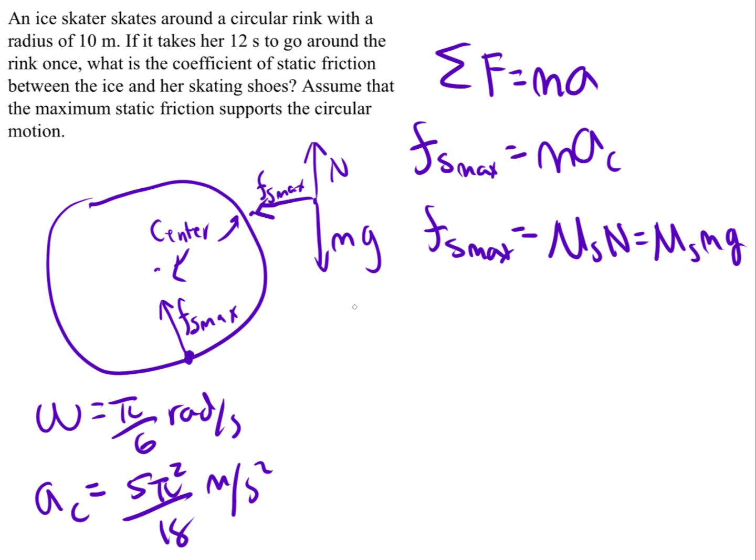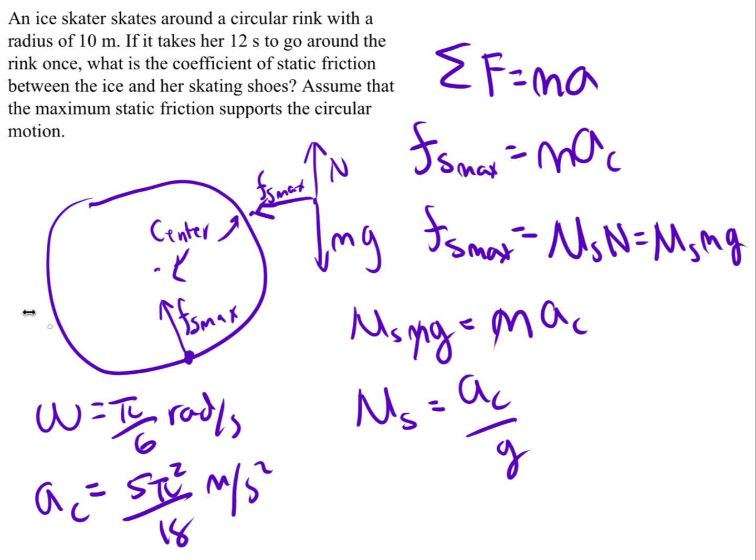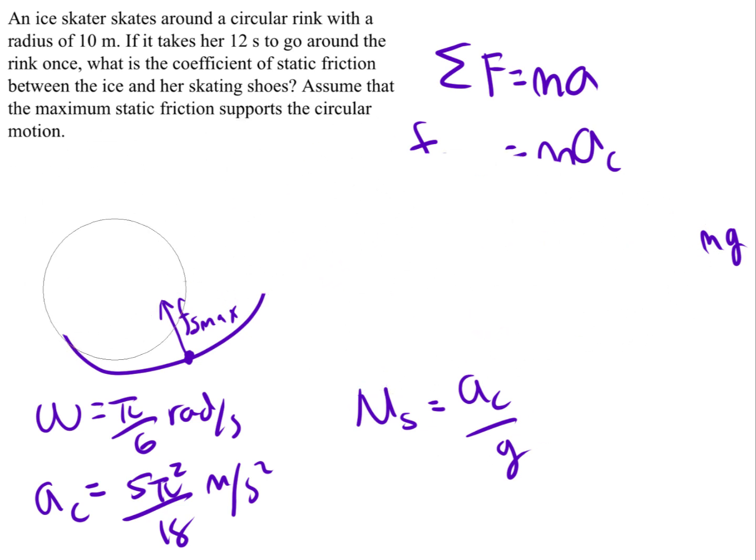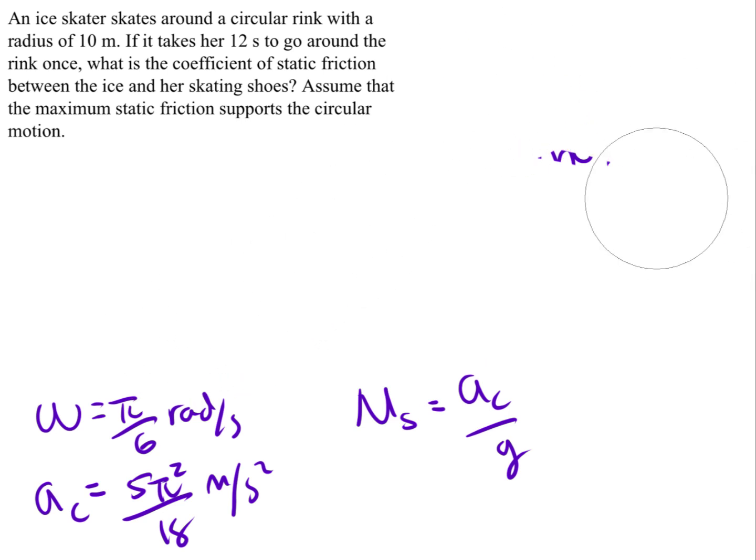So we can substitute that into our first equation, and that is equal to the mass times the centripetal acceleration. So now both masses cancel. We get that the coefficient of static friction is equal to the centripetal acceleration over g. I'm going to erase the free body diagram since we don't need it anymore. So now we just need to substitute everything in.